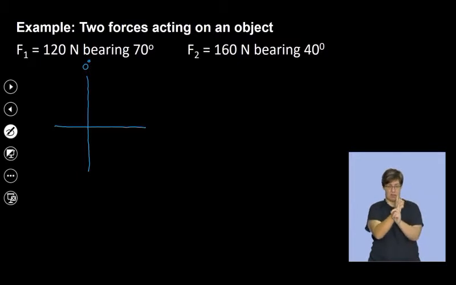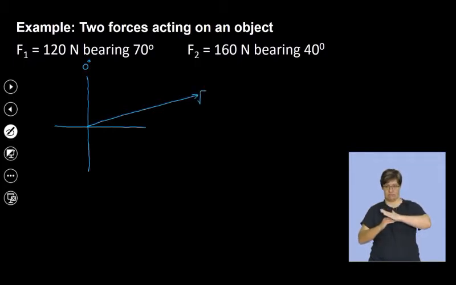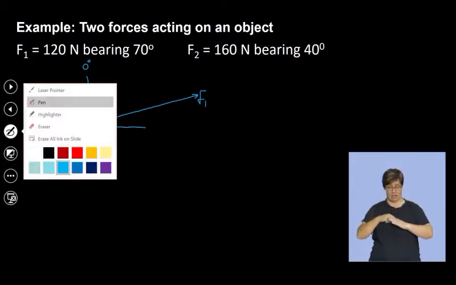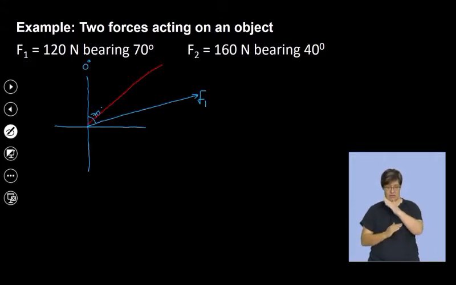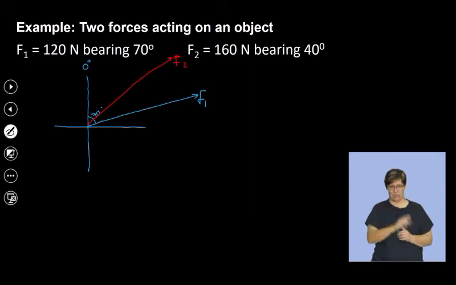I'm just going to give my bearing lines. My first force is 120 newtons bearing 70 degrees. So it would be 70 degrees and it's here. There's my first force, and that angle there is 70. The second one, and I'm going to use this just so you can see the difference, is 40 degrees. So it goes there, and that's 160. I should have drawn my diagram a little lower because that's not big enough, but it's all right. There's F2, and that angle is 40.